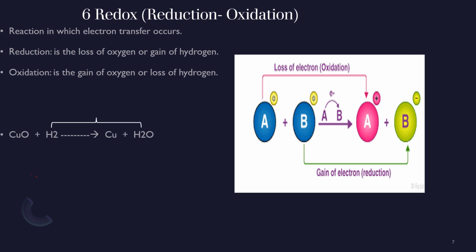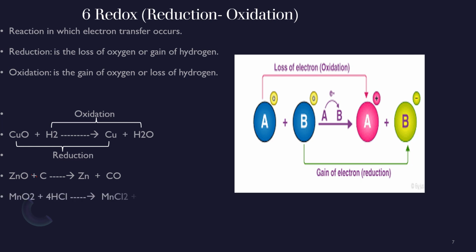See the first example, copper oxide reacted with hydrogen gives copper plus water. Here copper oxide is reduced and it forms copper. Hydrogen is oxidized and it gives water. Next example is zinc oxide reacted with carbon. It gives zinc plus carbon monoxide. And next one is manganese oxide reacted with HCl gives manganese chloride and water plus chlorine. These are the redox reactions.